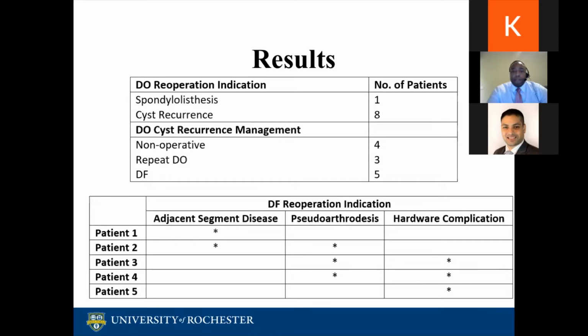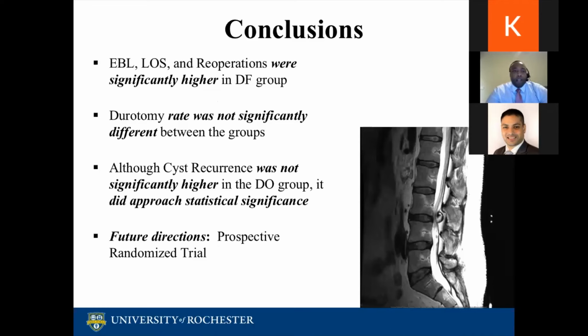The decompression fusion group had reoperation indications including adjacent segment disease, pseudoarthrosis, and hardware complications. In conclusion, EBL, length of stay, and reoperations were significantly higher in the decompression fusion group. The durotomy rate was not significantly different between the groups, and although cyst recurrence was not significantly higher in the decompression-only group, it did approach statistical significance. With regard to future directions, we believe a prospective randomized trial may provide data of even greater significance on this subject. Thank you.